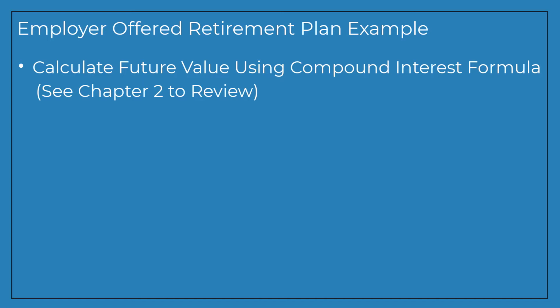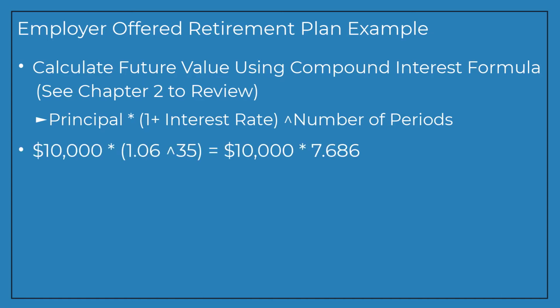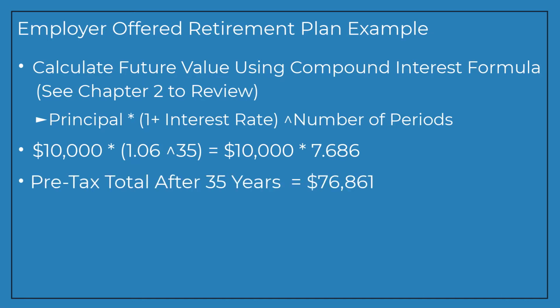So let's go ahead and plug those assumptions into the compound interest formula, which is the principal times 1 plus the interest rate to the power of the number of periods, which is 10,000 times 1.06 to the 35th power. So the 10,000 will grow to $76,861 after 35 years.